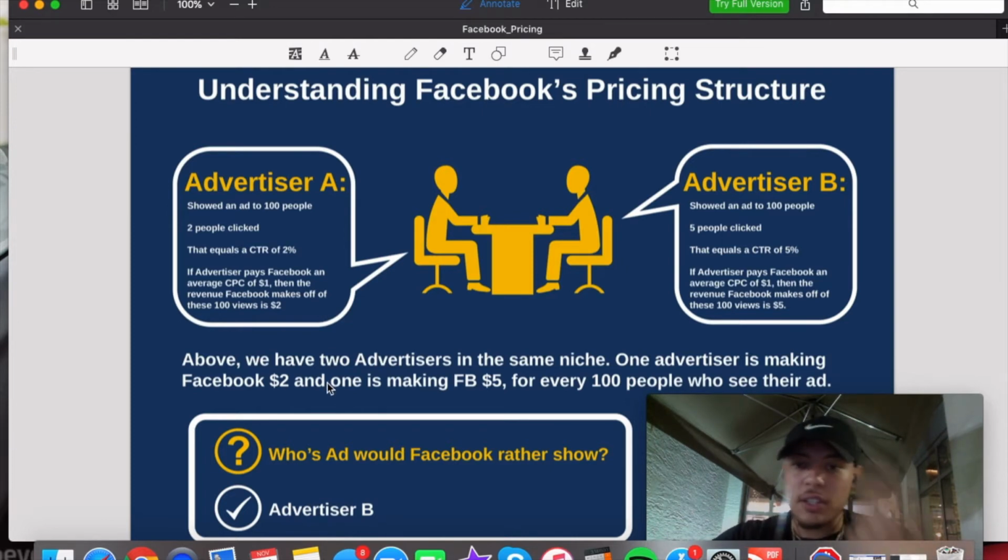So let me ask you a question. Above we have 2 advertisers in the same niche. One advertiser is making Facebook $2, the other one's making Facebook $5 over the 100 people who see their ad. Whose ad would Facebook rather show? And obviously that is advertiser B. So guys, that's how Facebook charges us when it comes to our advertising and understanding our pricing structure.